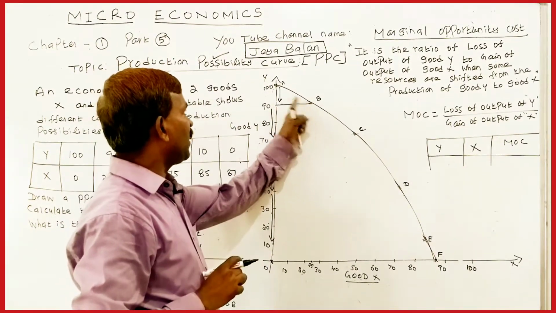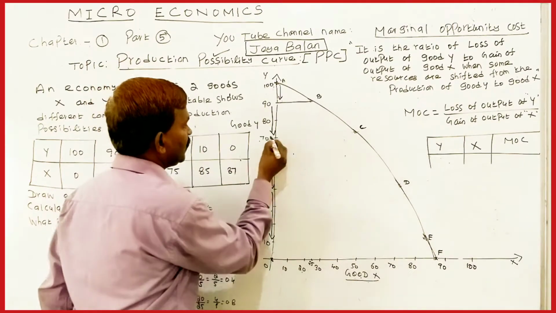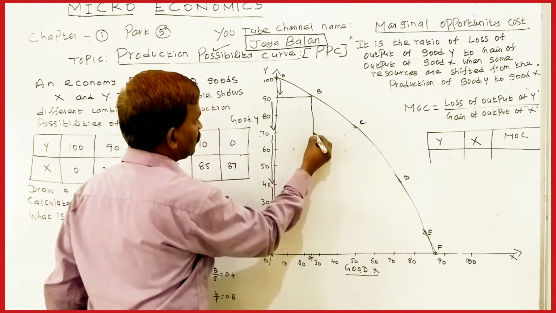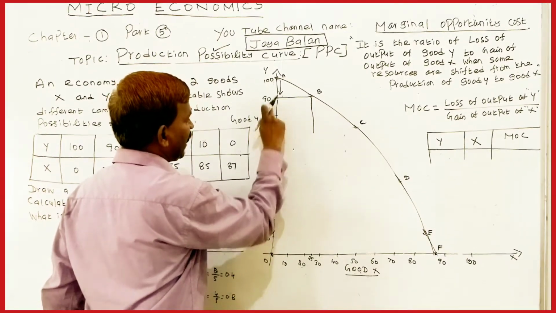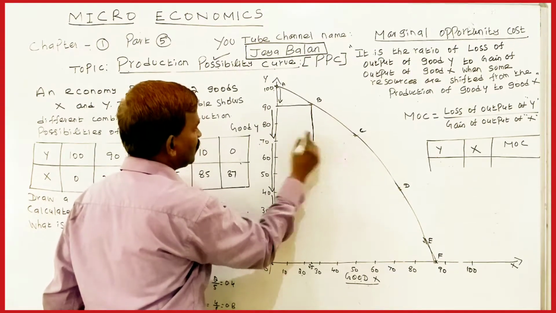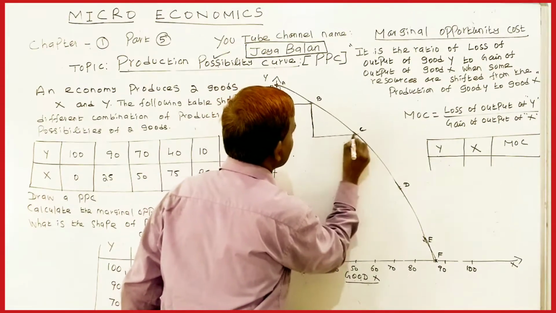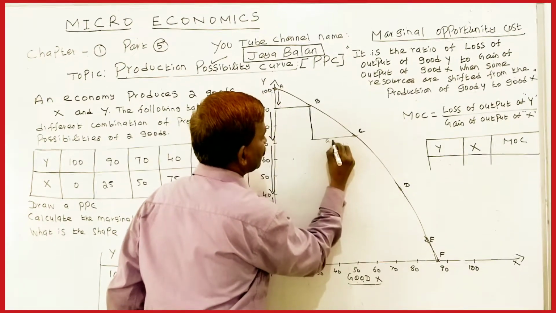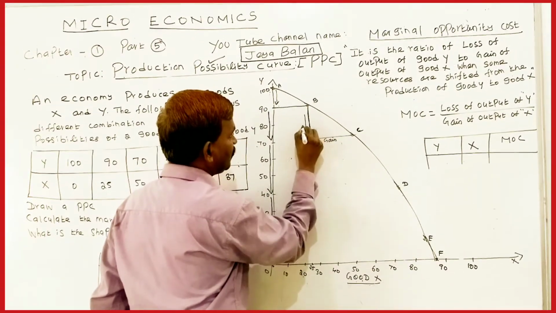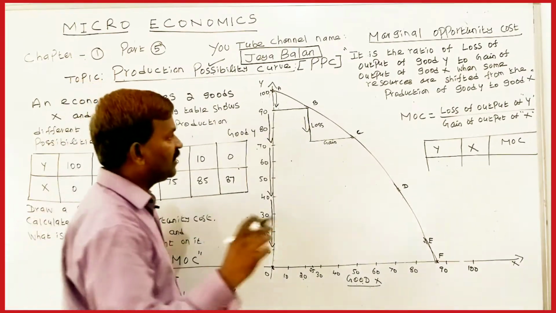The gain is 25, the loss is 10. Next, the loss is 20. The production of good Y decreased from 90 to 70. So, this much is the loss in the output of good Y. But what is the gain in the production of good X? This is the gain in the output of good X and this is the loss in the output of good Y. Then next level.